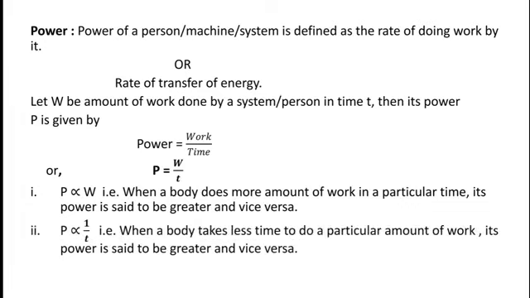Second, power is inversely proportional to time. That is, we can say when a body takes less time to do a particular amount of work, then its power is greater. And vice versa, again the reverse is true. It means if a body has more power, then it can do a particular amount of work in less time. Okay, so these are the two results that we can derive from this formula, P equals work done, that is W, divided by T.